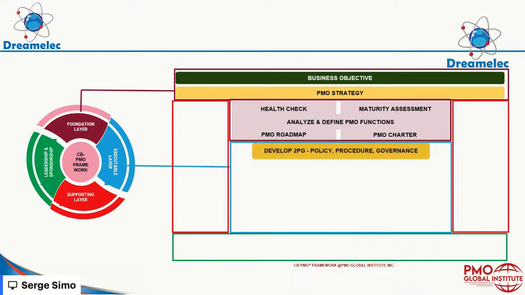Executable layer. At this level, we define what we call 2PG, policy, procedure, and governance. We usually recommend when you're setting up a PMO to always go for a proof of concept. That will give you a chance to adjust before going fully live.